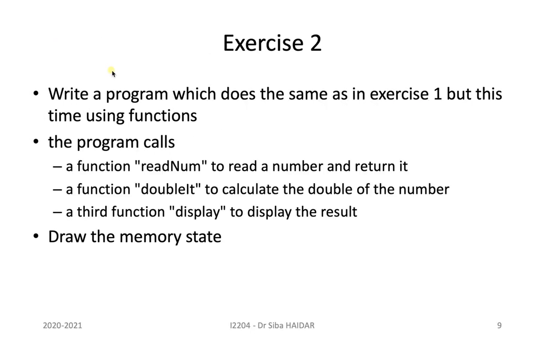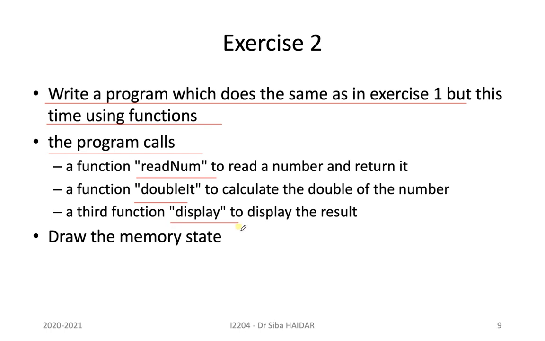Let's do exercise 2 now. This is my pen. Exercise 2. Write a program which does the same as in exercise 1. Read a value, double it, and display it. This time using functions. So the program must call the function readNum in order to read the number and return it, a function doubleIt only to calculate the double of the number, and a third function display only to display the result.